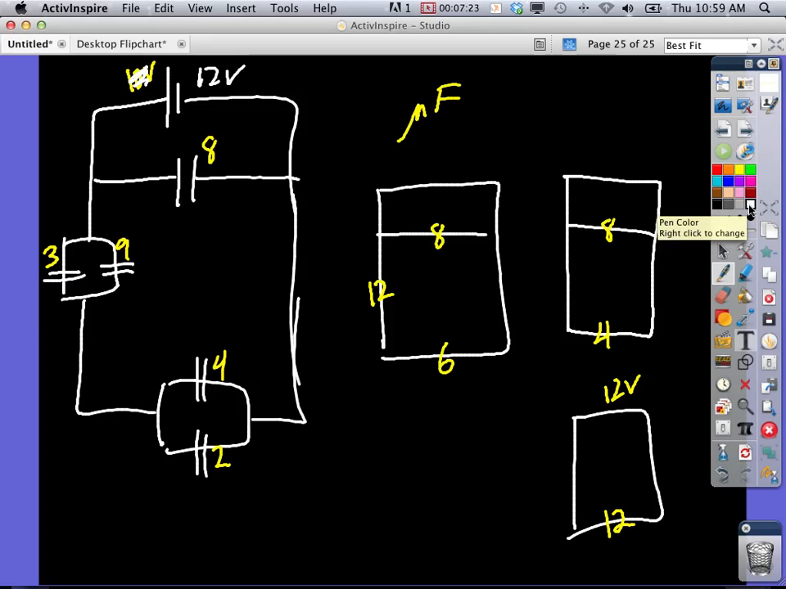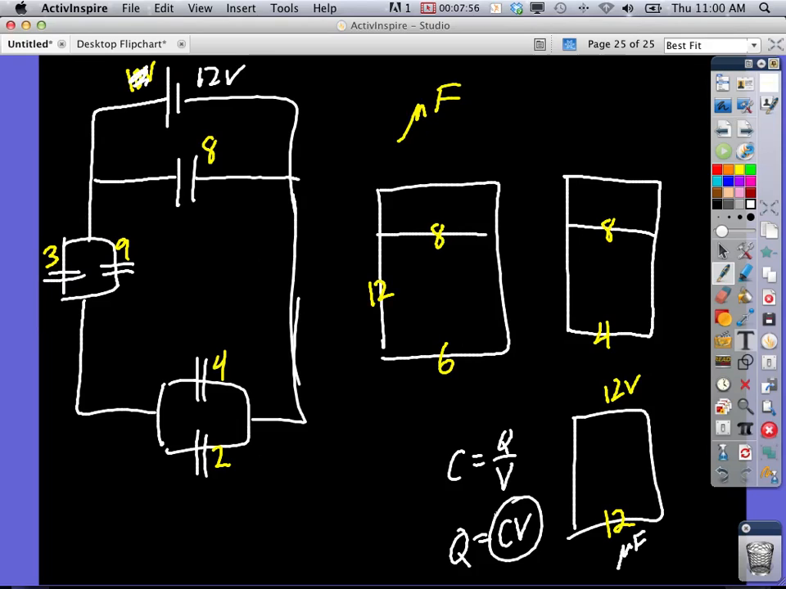Okay, so here, the 3 and the 9, they're parallel, so I just add them. Because it's capacitors. Parallel, just add them. These two are in series, so I do 1 over 12 plus 1 over 6, which is 2 over 12, which gives me 3 over 12, which inverted gives me 4. These are parallel, so I add them, and so I have 12 volts and 12 microfarads. So I have to use C is Q over V, or Q is CV.